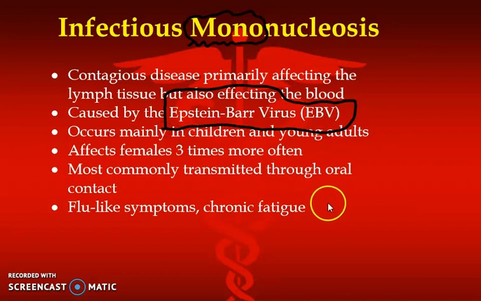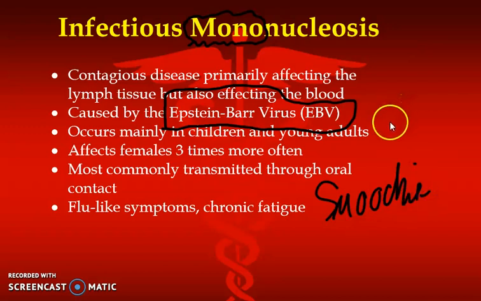Now you get it. Everyone always thinks you get it from kissing. Most of the time people get it from sharing water bottles. So it's transmitted in bodily fluids that can go from one person to the other. It affects lymph tissue. White blood cells go pretty crazy, and it causes fatigue and flu-like symptoms.